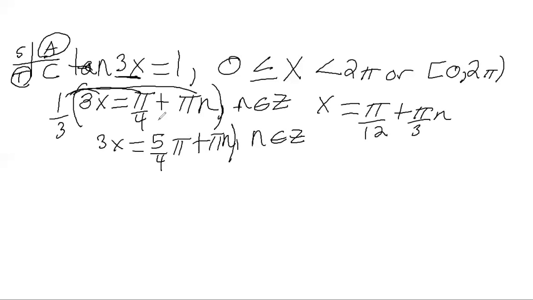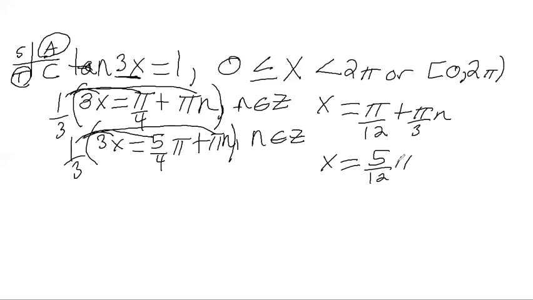And do the same thing for here. All right, multiply by 1/3, distribute that throughout. That gives me x equals 5/12 pi plus 1/3 pi n.